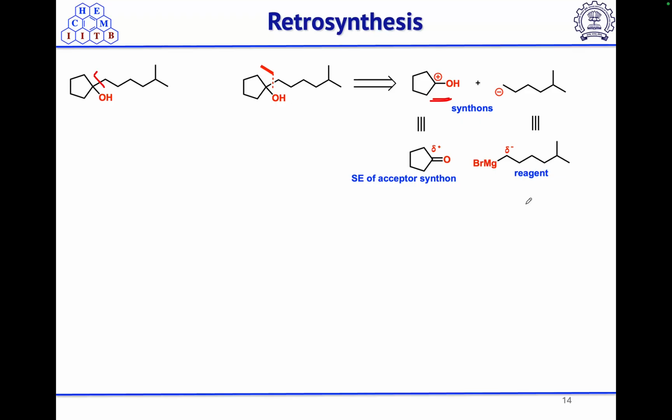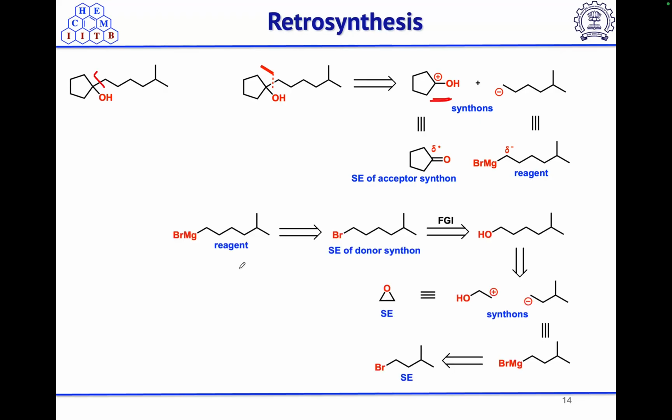So now, this cyclopentanone is fine. It is the synthetic equivalent for the acceptor synthon. Now how can we get this Grignard reagent? If we think about it, you can easily get it from this alkyl bromide. By treating this alkyl bromide with magnesium we can get this Grignard reagent.